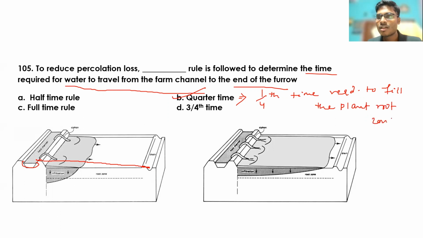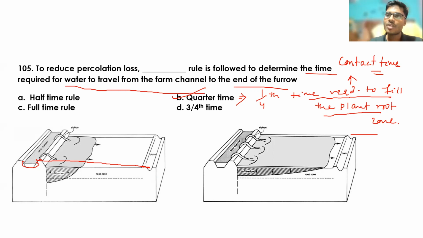So remember this thing. The time required to fill the plant root zone is also known as contact time. So remember this thing, it is the contact time. So time required to fill the plant root zone is known as contact time, and quarter rule says that the time required for water to travel from farm channel to the end of the furrow should be 1/4 of the contact time. Okay, now I will give a small numerical to understand the concept.